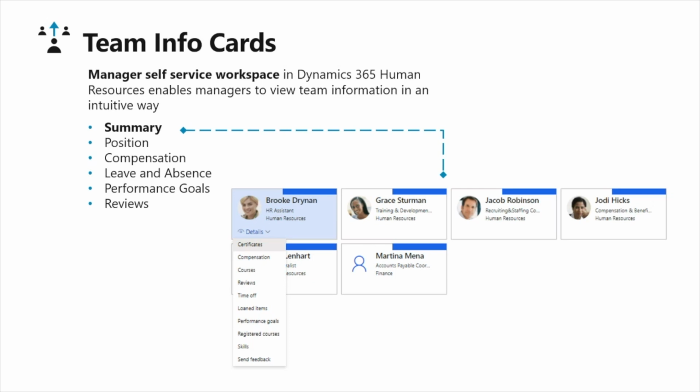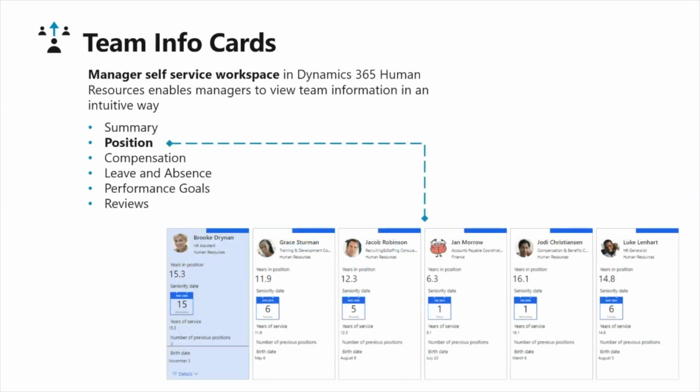Options above each tile apply to the selected employee. For example, if you want to enter a leave request on behalf of an employee, you select the employee and then choose Request Time Off. If you select the Details button after selecting an employee, there are multiple options that are displayed, including certificates, compensation details, courses, reviews, loan items, time off, performance, skills, as well as you are able to send feedback, if any. Depending on your organization settings, you can either make changes or can keep it view only.